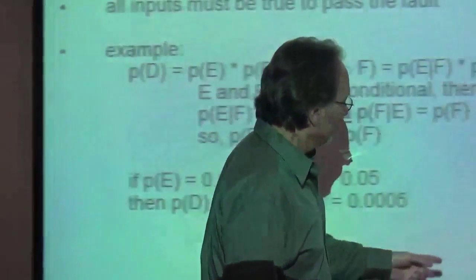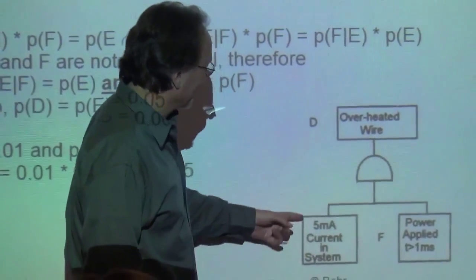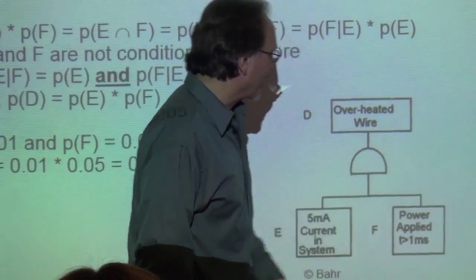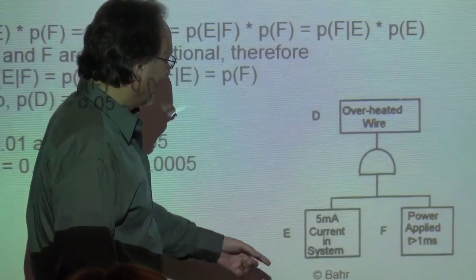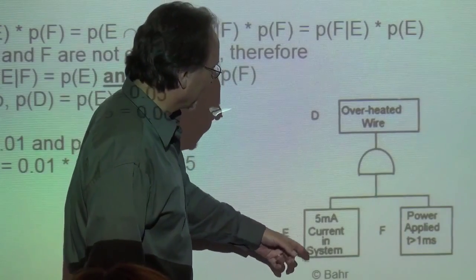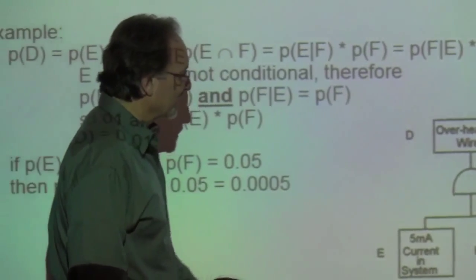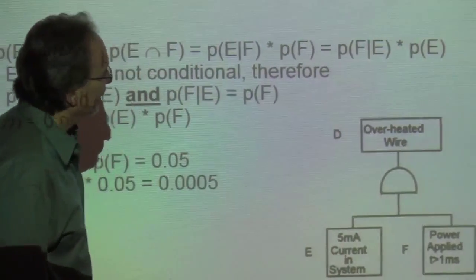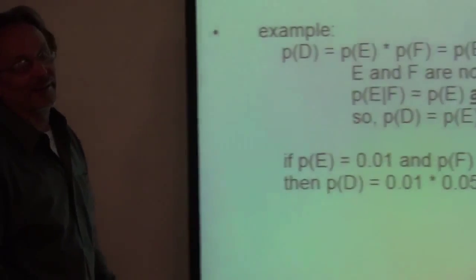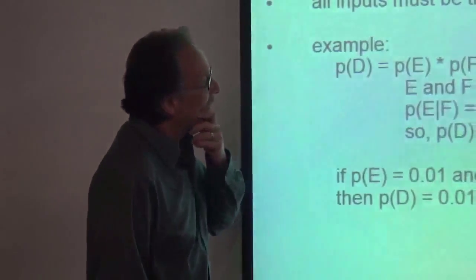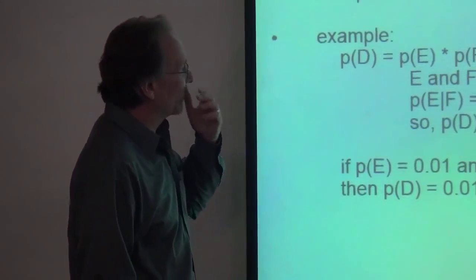So even though he classified these as failures, power applied greater than 1 millisecond, 5 milliamps of current in the system, that's really a basic event, right? Because he's applied a probability to it. But I cut and pasted that out. So that's the way Barr drew it. I wouldn't draw it that way. Thinking about it now, I probably ought to redraw that on my own.